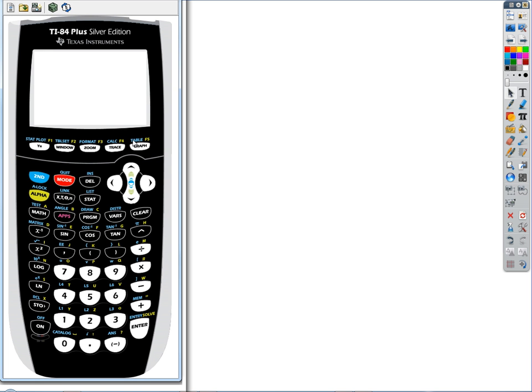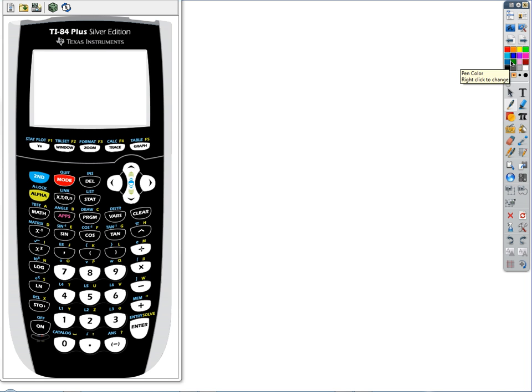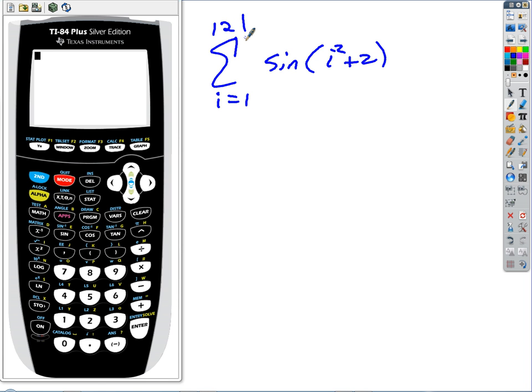Take a look here on the calculators. This is really handy. You can use these calculators to add up sums, as complicated a sum as you want to. Here'll be our little test problem. Let's say we want to add up the sum of sine of i squared plus 2 as i goes from 1 to 121. Here's all you have to do.